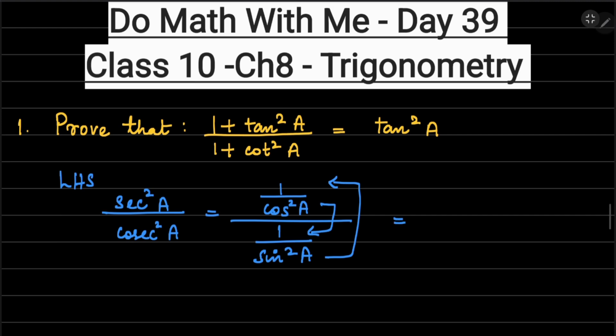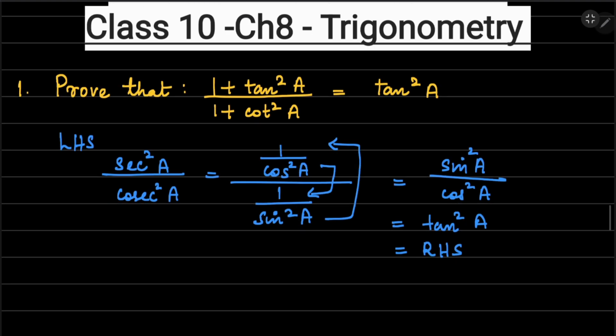Okay, denominator of the upper fraction with the numerator of the lower fraction. So when you do that, sine square A into 1 is sine square A divided by cos square A into 1 is cos square A. And what is sine by cos? It is tan. Sine by cos, and you have a square there, so it's tan square A, which is equal to your RHS. So if it is a 2-mark question, you will get full 2 marks if you do this.